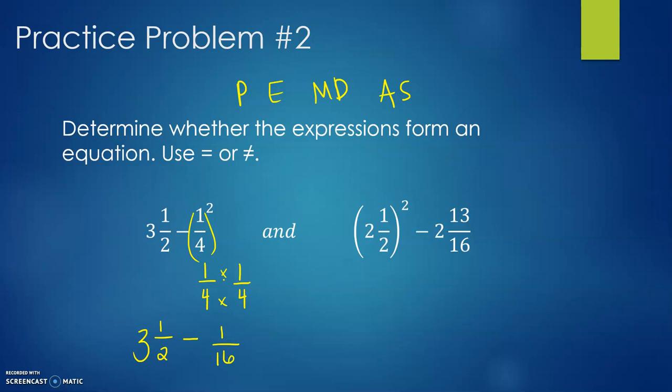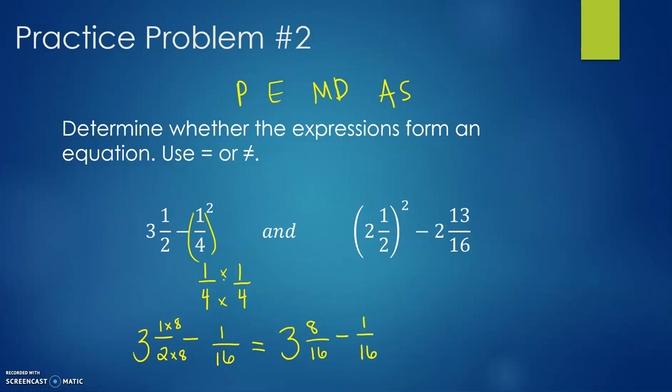Okay, we can choose to leave this as a mixed number if we would like, but we do have to have a common denominator. And so to do that, I can multiply this times 8, which means I have to multiply my numerator times 8. So this becomes 3 wholes and 8/16, and I'm subtracting 1/16 from that.